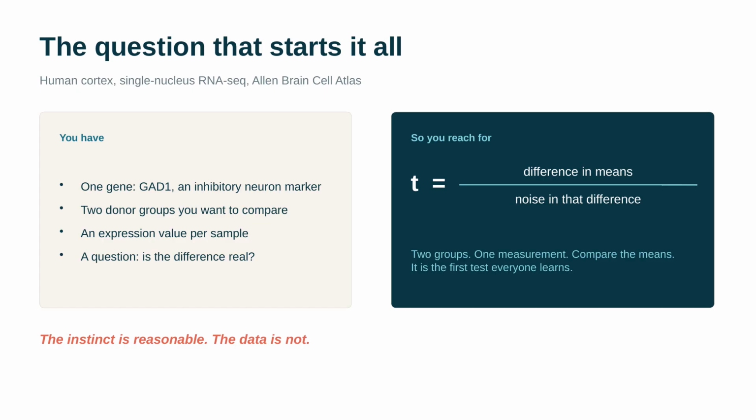Let's start with the question that motivates everything. You have single nucleus RNA sequencing from the human cortex, say from the Allen brain cell atlas. You pick a gene, GAD1, which marks inhibitory neurons. You have 2 groups of donors and you want to know whether GAD1 expression differs between them. This is the most ordinary question in genomics. And the instinct, trained into all of us, is to reach for a t-test. 2 groups, 1 continuous measurement, compare the means. That instinct is what we are going to examine.